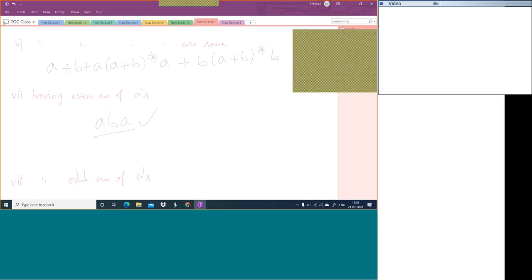B star, A star, AB star plus B star. Not Samiksha, not exactly correct. Okay, look at this. B star. Guys, is this string valid or invalid? Is this string valid or invalid?